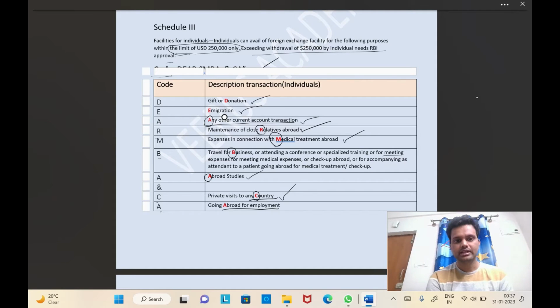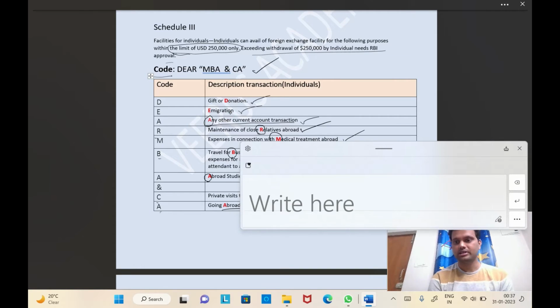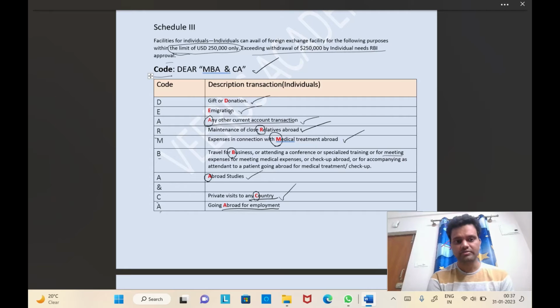Let us see it again. D for donation. E for immigration. A for any other current account transaction. R for relatives abroad, meaning relatives abroad and their maintenance related remittance. And M for medical treatment, expenses relating to medical treatment. B for travel for business and conferences and specialized trainings, etc. A for abroad studies. C for private visits to any country. A for abroad for employment.